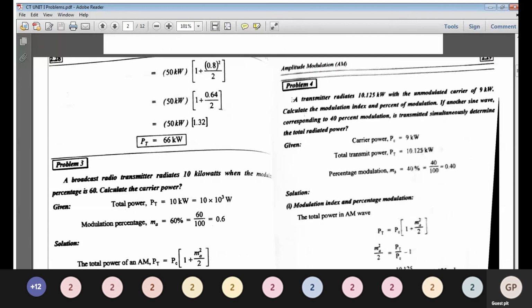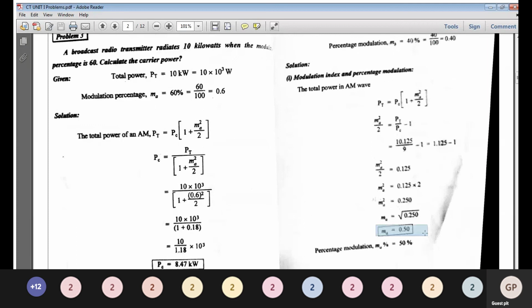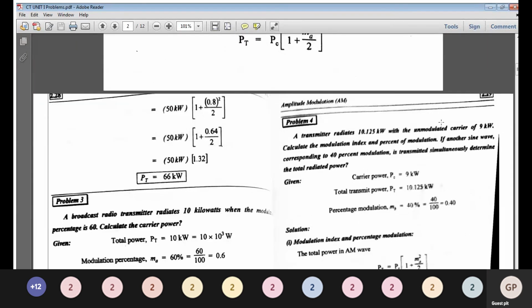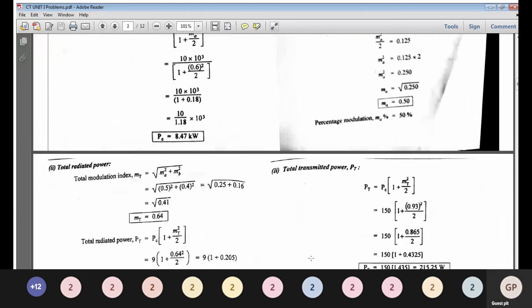Here we have two statements. In the first statement, they asked to calculate the percentage of modulation. So we completed the percentage of modulation. In the second half, if another sine waveform corresponding to 40% modulation is transmitted simultaneously, determine the total power.